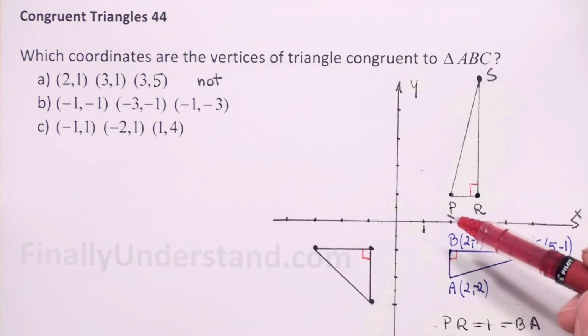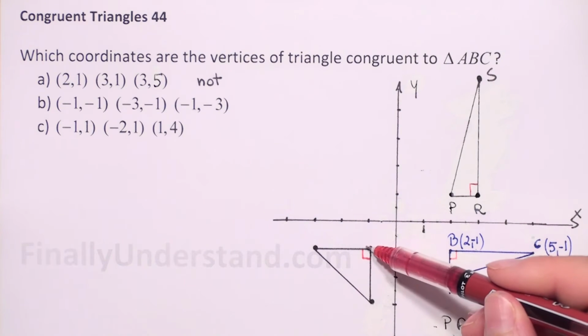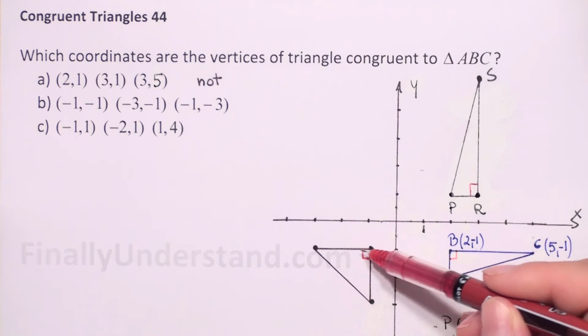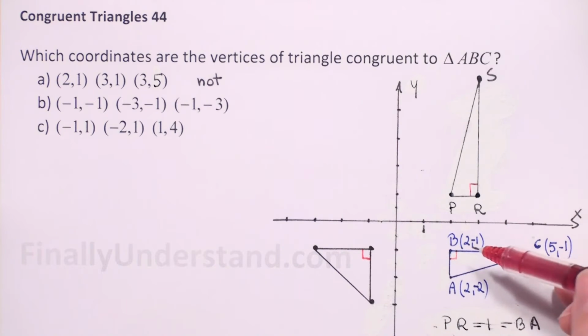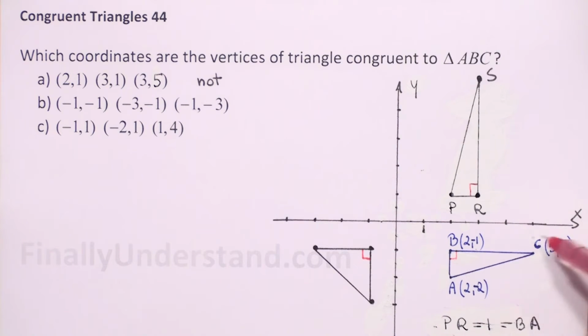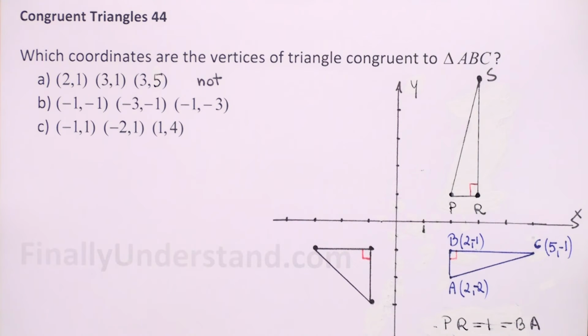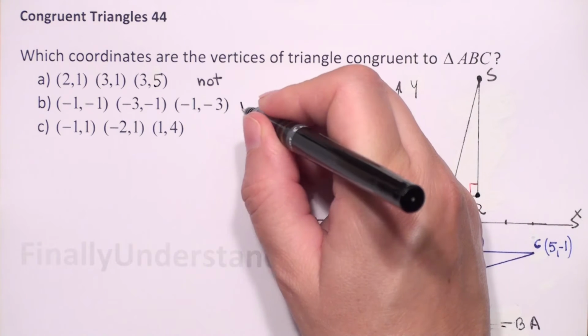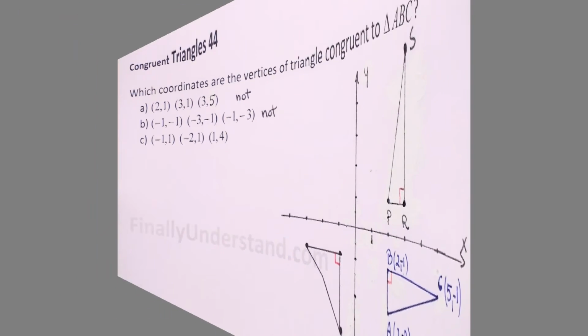It's enough if we check these two legs. This has 2 units and this has 2 units too, and our triangle ABC has legs 1 and 3. So this triangle is different than our triangle ABC. So this is not a congruent triangle to our triangle ABC.